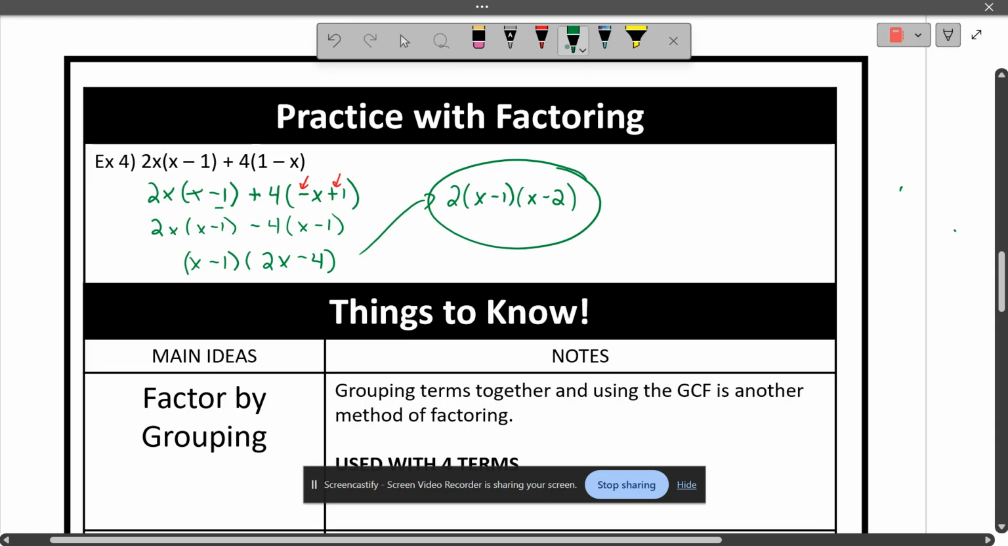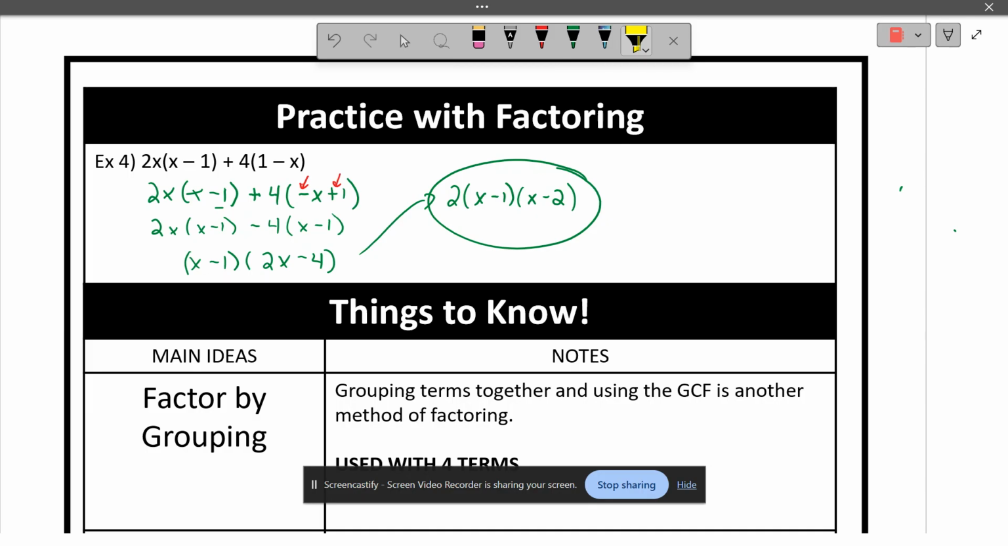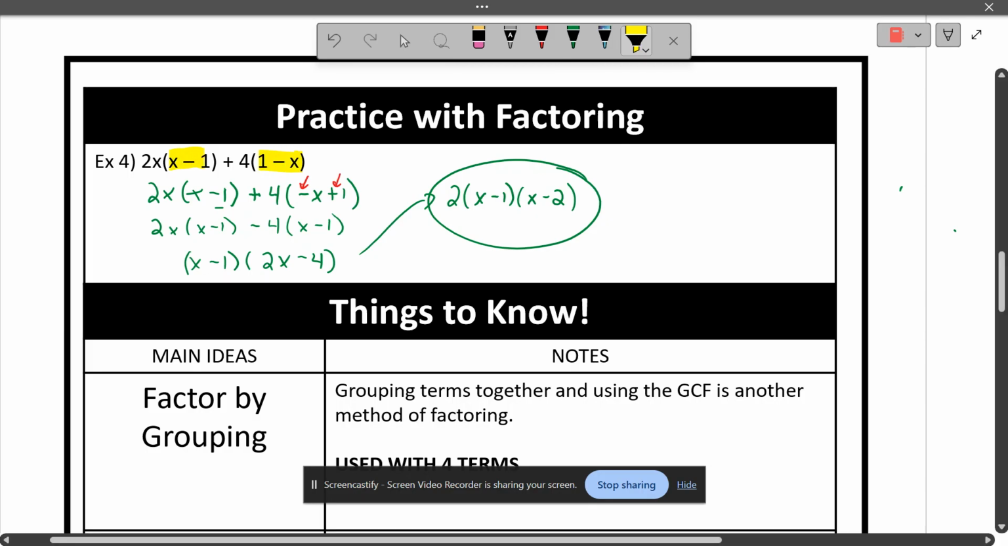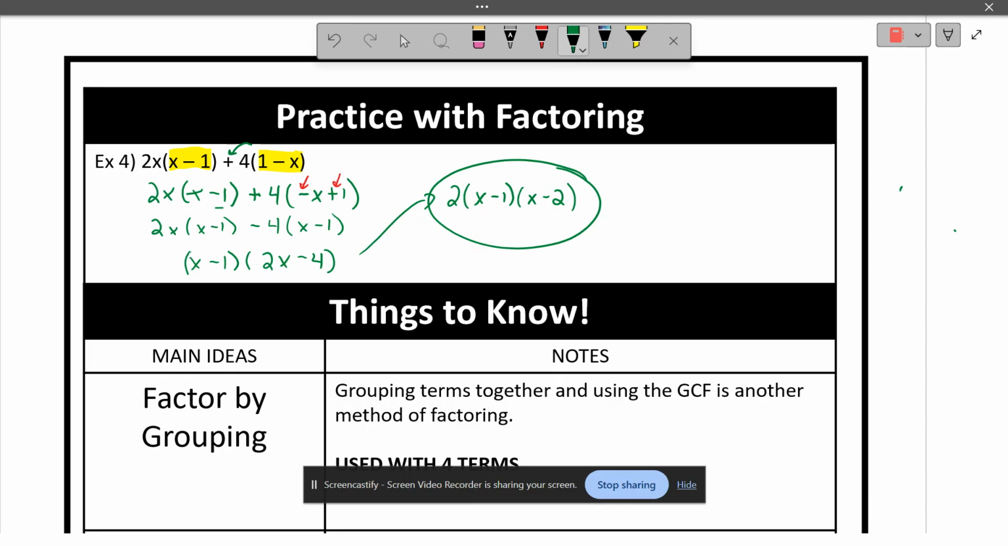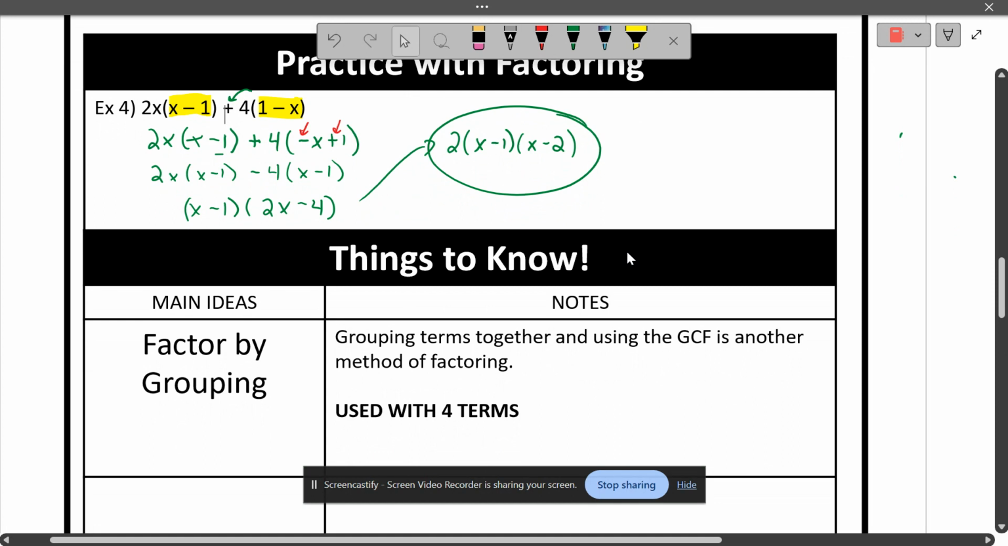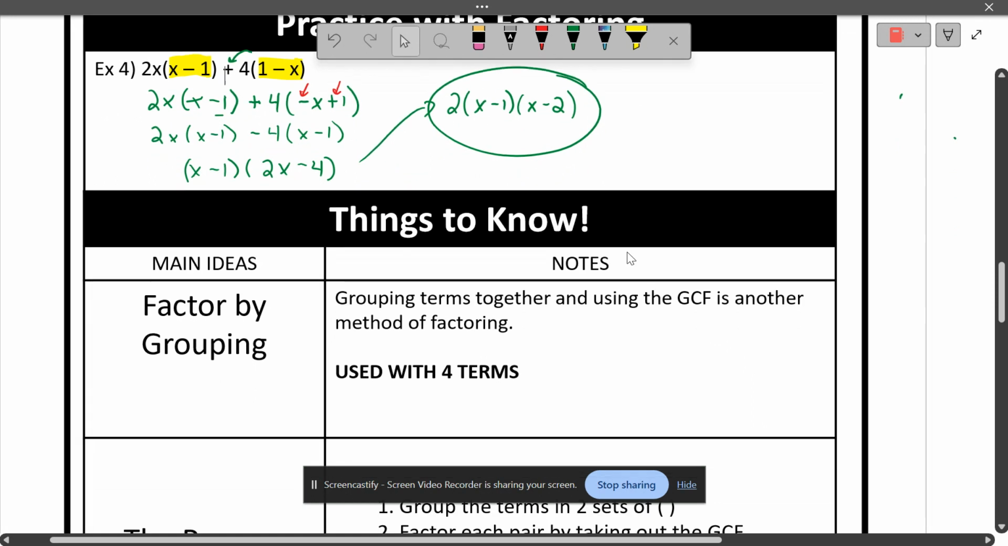You can take a shortcut if you can see that these two quantities are flipped. Then the sign will automatically change for your middle, and then you can go ahead and go through your factoring. Again, that's if you see it. If you don't see it right away, you can always write out the work. That's totally okay.